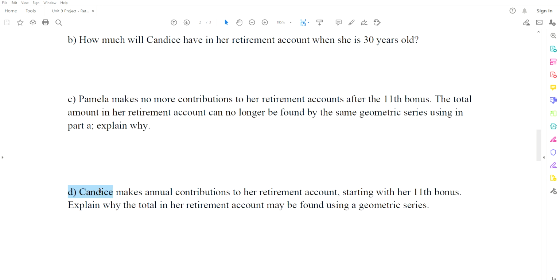Let's look at D. Candace makes annual contributions to her retirement account, starting with her 11th bonus. Remember, she's just putting those $2,000 in every time. Explain why the total in her retirement account may be found using a geometric series. Maybe look back and see what's happening to that geometric series.